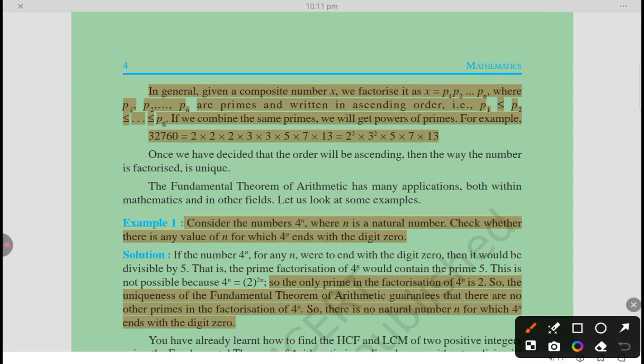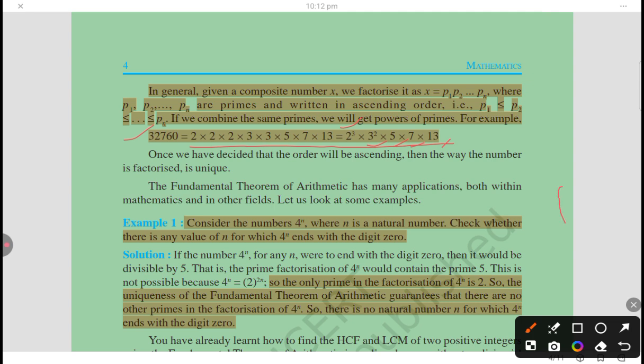Here is the important point. In general, a composite number x, we factor it as x equal to p1 p2 ... pn, where p1, p2 and so on are the primes written in ascending order. If you combine the same primes, we get powers of primes. For example, when you factor this number, these are the factors, and you write them in ascending order, like 2, 3, 5, 7, 13.